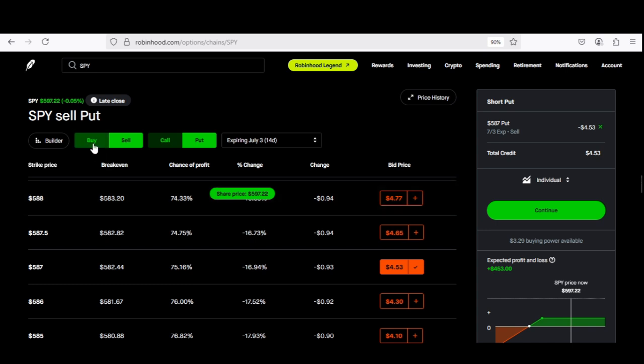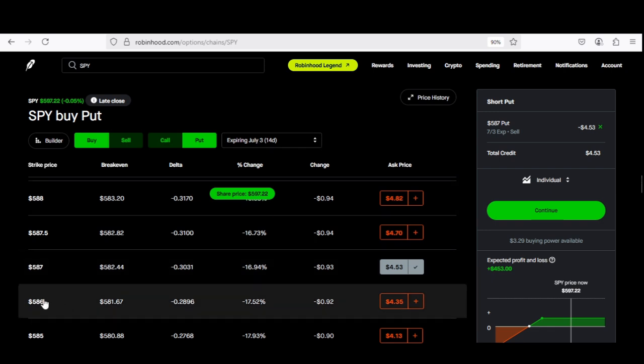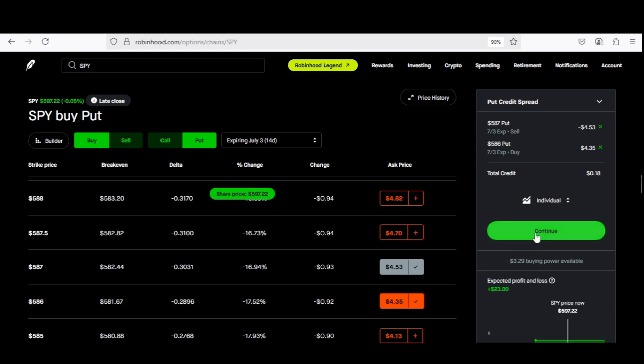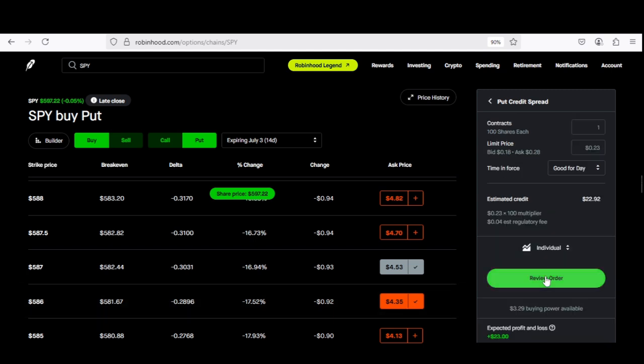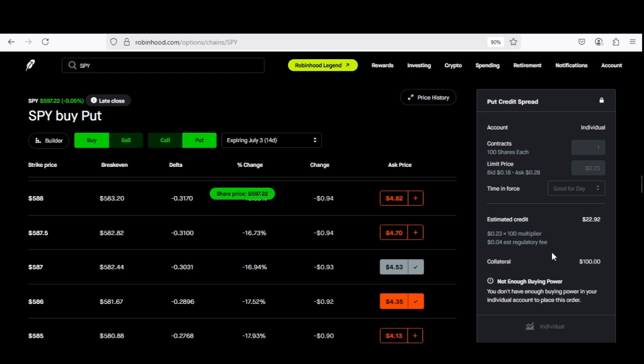Now we're going to flip the switch. We're going to go to buy, we're going to go to put, while maintaining the exact same strike date, and we're going to choose the strike price right below. Let's go ahead and click into that. Let's hit continue, and let's hit review once again. This new option strategy is known as the put credit spread.